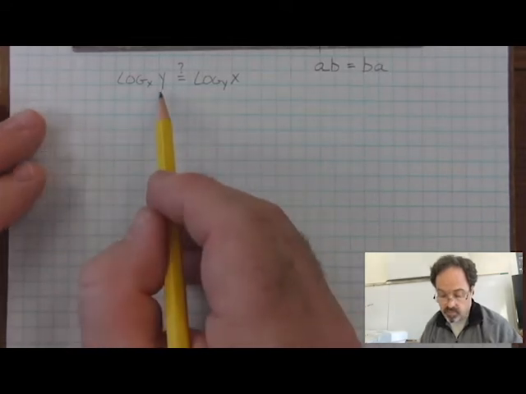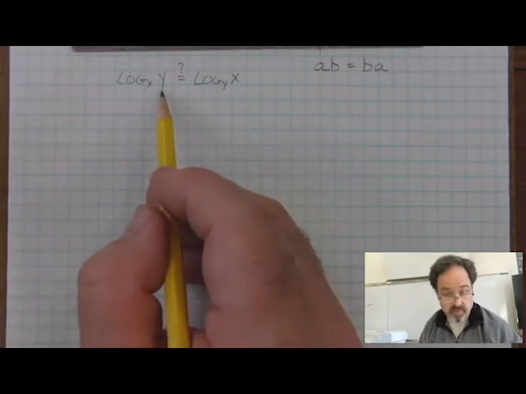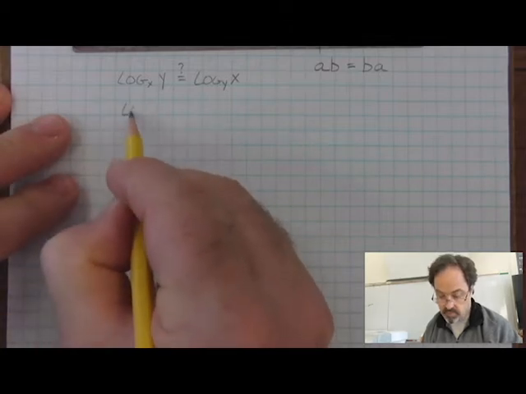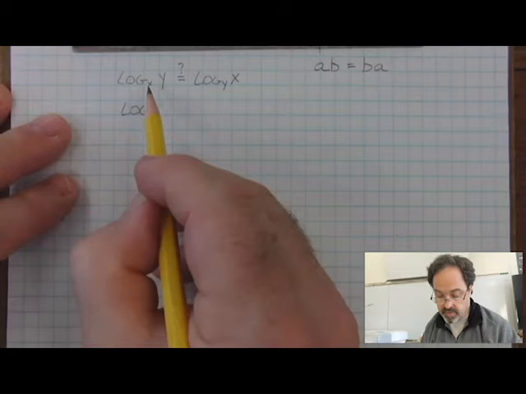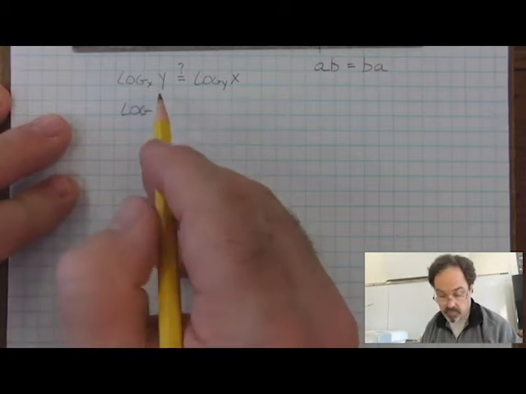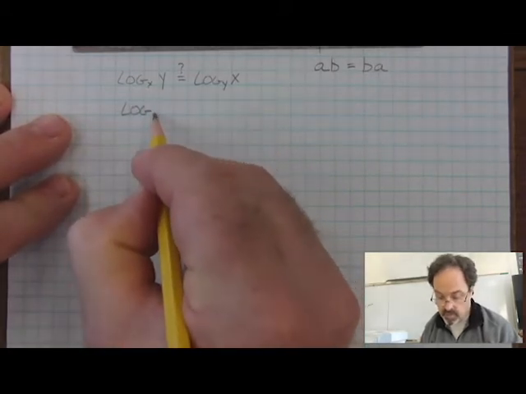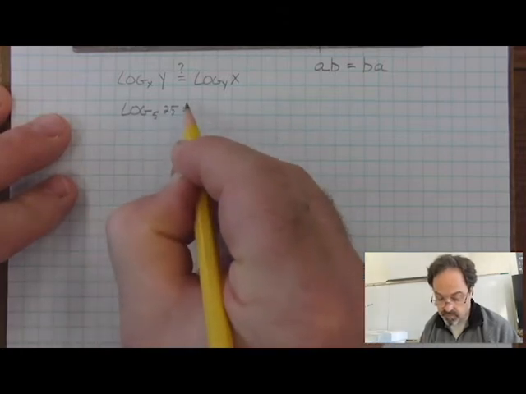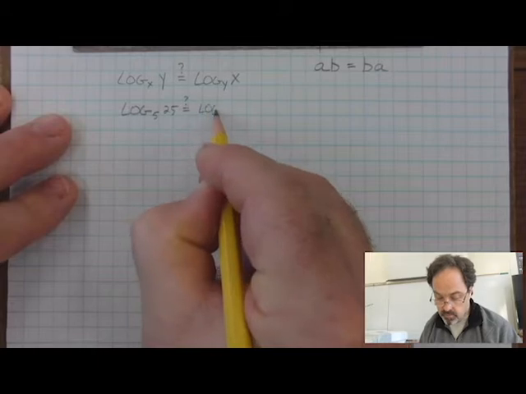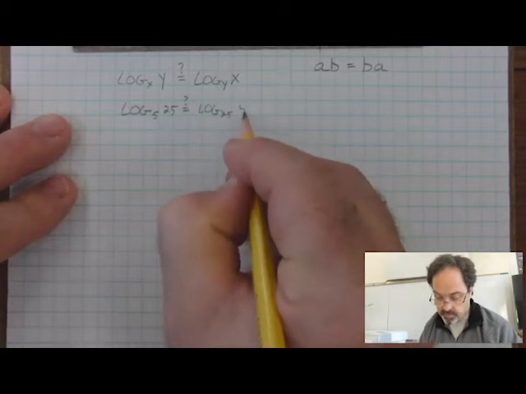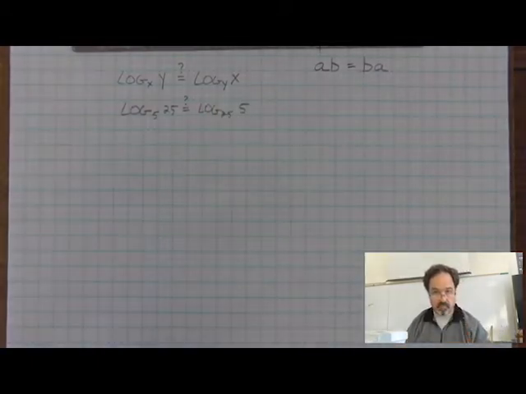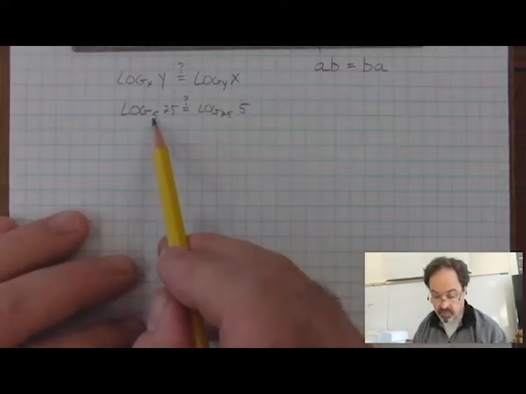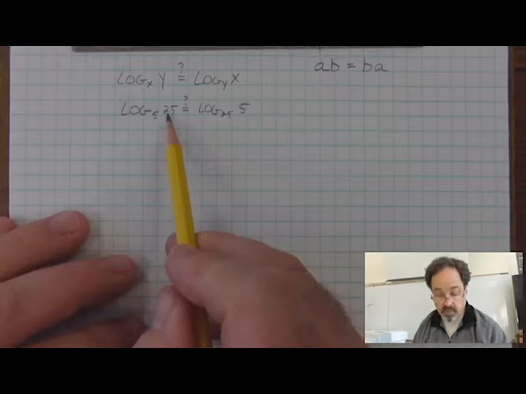One way to test whether a property exists is to come up with an example. In this case, we can invent, by finding numbers or deciding upon numbers for x and y, such as, is the log base 5 of 25 equal to the log base 25 of 5? In other words, is this true? Can I switch the log base and what I'm taking the log of?